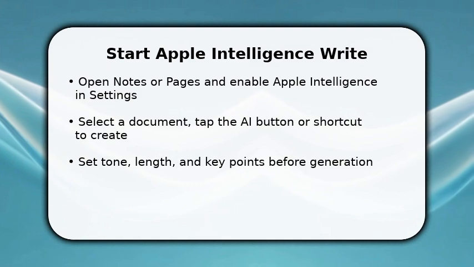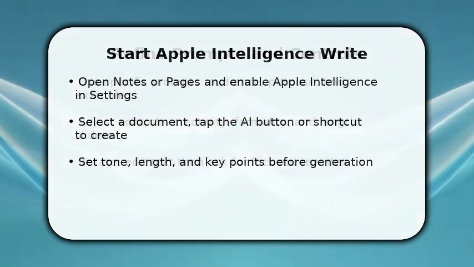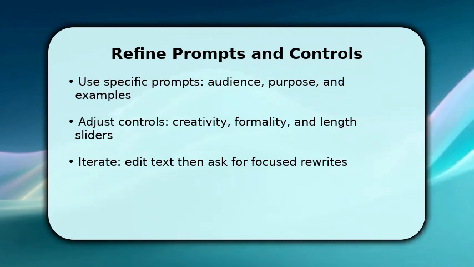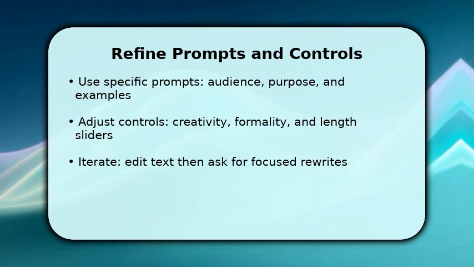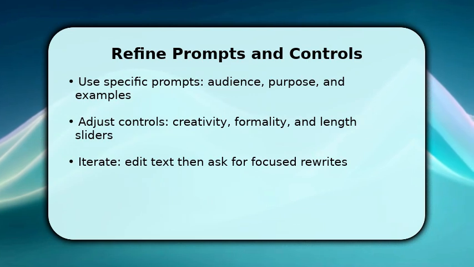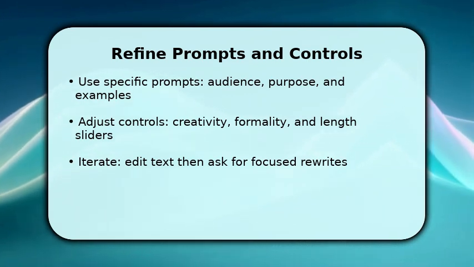Now deepen the process by refining prompts and using the tool's controls. Tell Apple Intelligence who the reader is, what goal you want, and include an example sentence to mimic. Make sure to tweak creativity and formality sliders. Higher creativity yields varied phrasing, lower keeps precision.